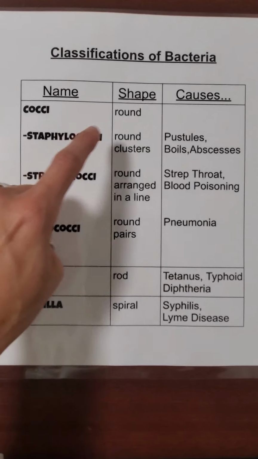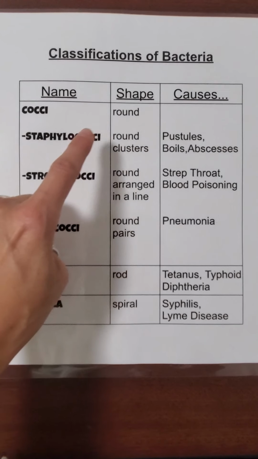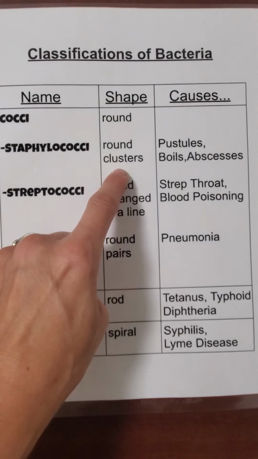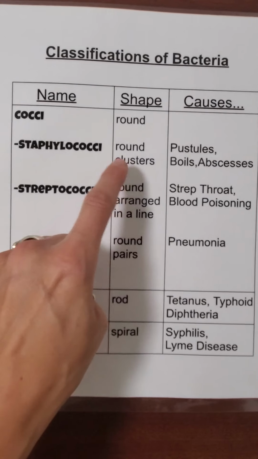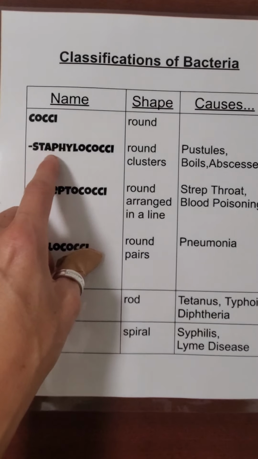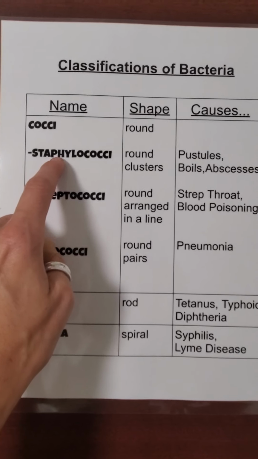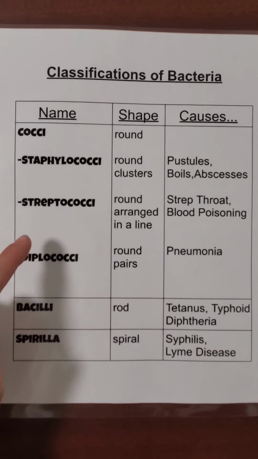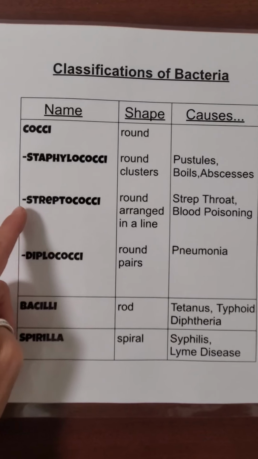Staphylococci means that round-shaped bacteria is organized into a cluster. Think like grapes. I remember this because I think of a staff, like a school staff. Many people come together.